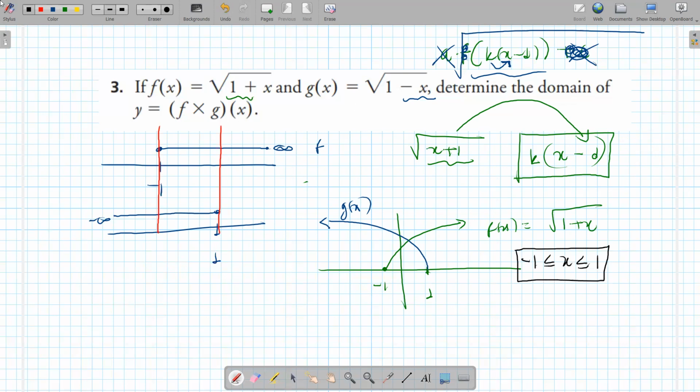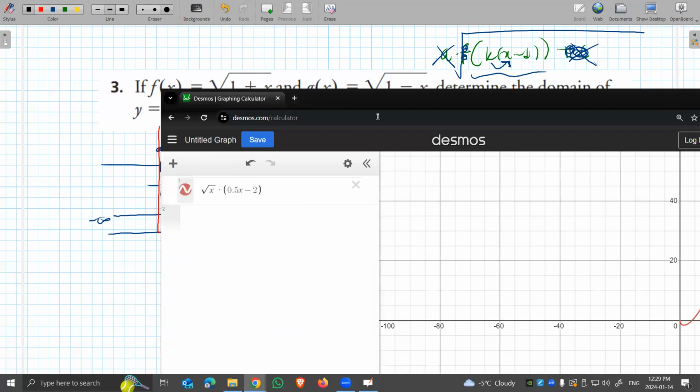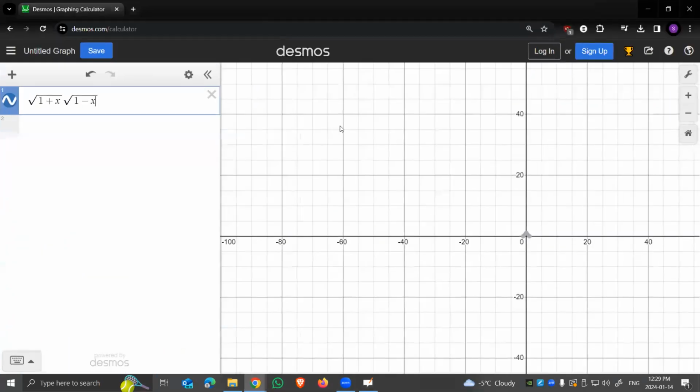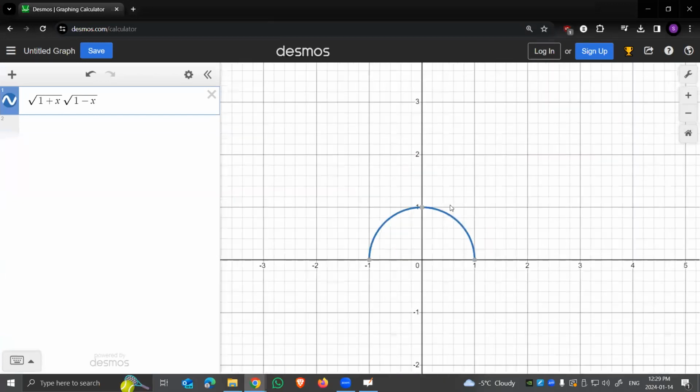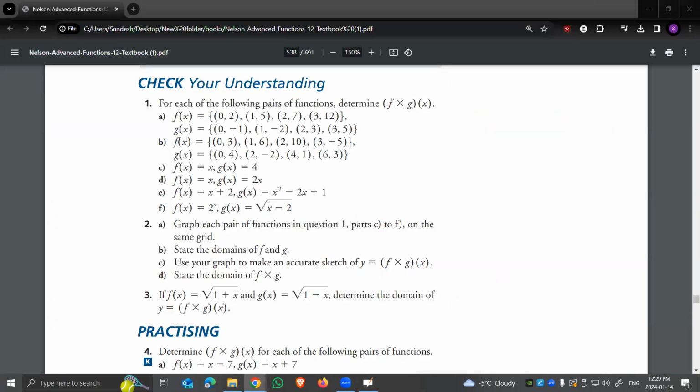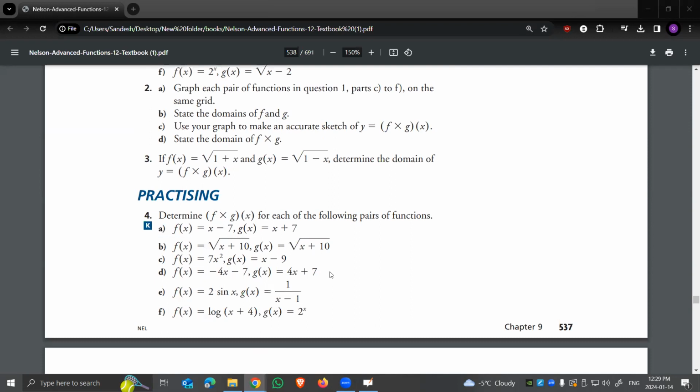So let's double check this. That's our hypothesis. It's going to be from -1 to 1. We're just going to type these in and multiply them and see what you get. 1 plus x times 1 minus x. And if you notice, look at it. It's like a little circle, right? It's a semicircle, correct? There we go. And that's what we expected. Combined domain is always going to be the intersection between two domains.